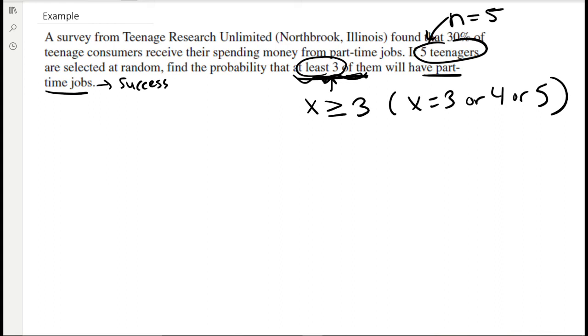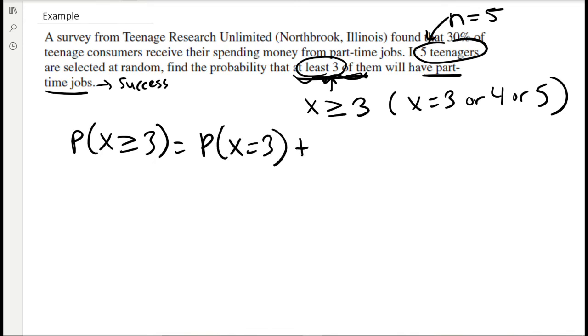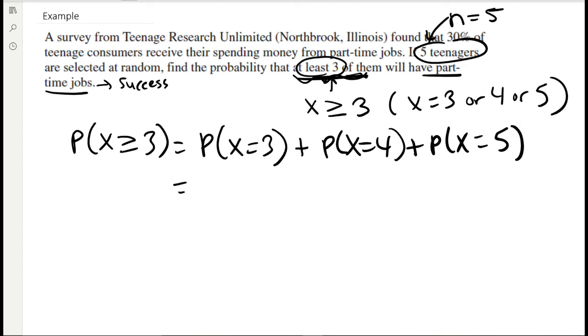So basically we want the probability that x is greater than or equal to 3, which means that we need to do the probability x is equal to 3 or the probability that x is equal to 4 or the probability that x is equal to 5. So remember, or means that you add the probabilities together. That's the addition rule for probabilities, the general addition rule. So now we add those probabilities. So we're basically using the binomial formula 3 times essentially. So we're going to apply the formula here.